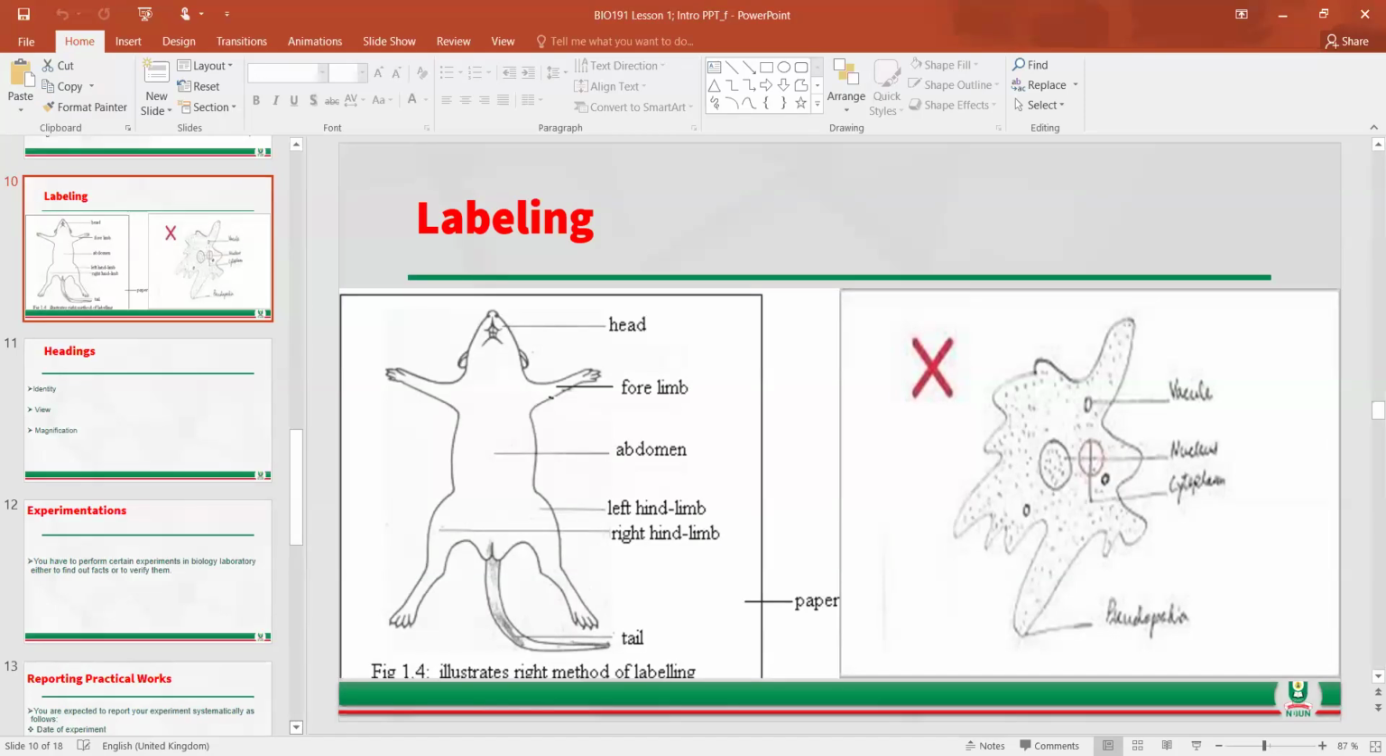See labeling here. Method of labeling. That rabbit there is well labeled. But the amoeba, you can see the lines overlapping, not well labeled.